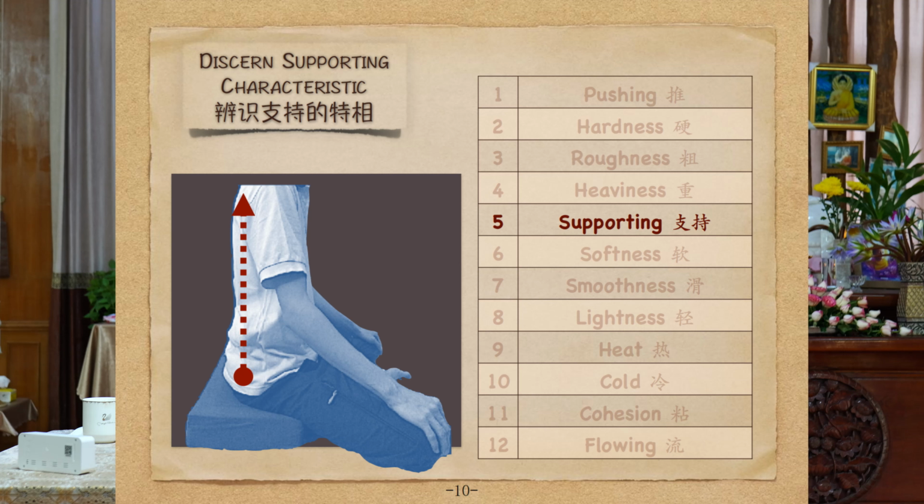Actually, there is also supporting everywhere in your body. Because of supporting, now you can sit for a long time. If there were no supporting, your body would fall down on the ground. You can stand for a long time, you can walk for a long time, because of the supporting characteristic.